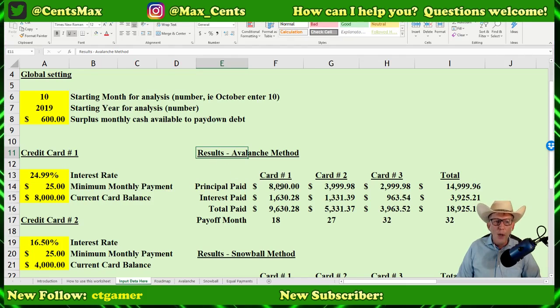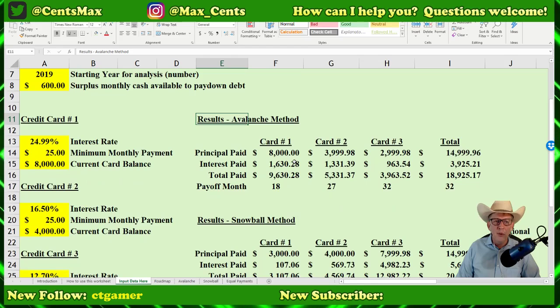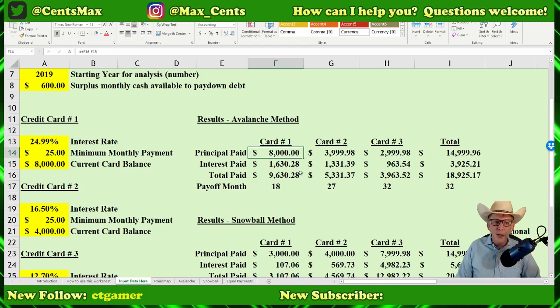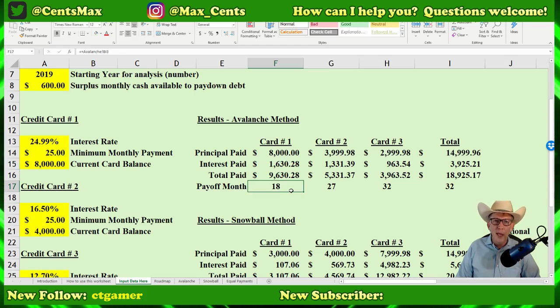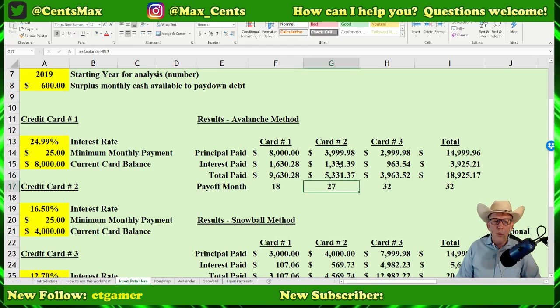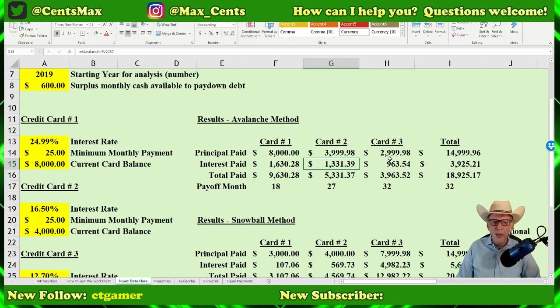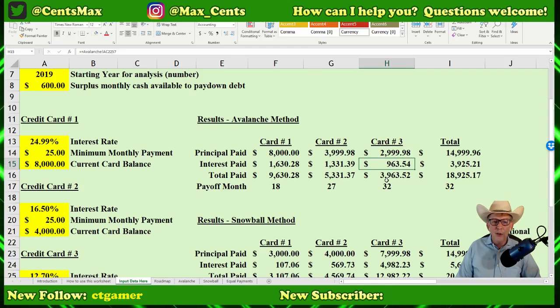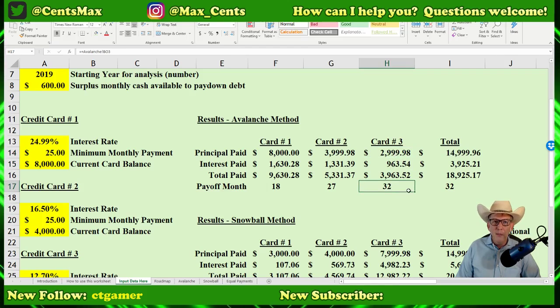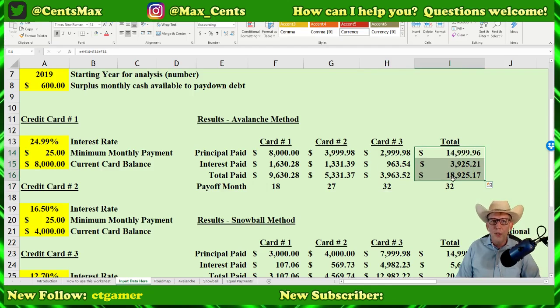The method is going to automatically be employed here, and it's going to show me the results for this avalanche method. So in this case, I'm starting with the highest interest rate card first. It tells me the total interest I paid on that card and how long it takes me in months to get the first card paid off, and that occurs in month 18. And then it keeps going, this time with card number 2. It gets me paid off in month 27 with a total interest amount of $1,300 and change. And then finally, card number 3, it has the total interest payments there, and that is done in month 32. And then it shows the totals here off to the side.